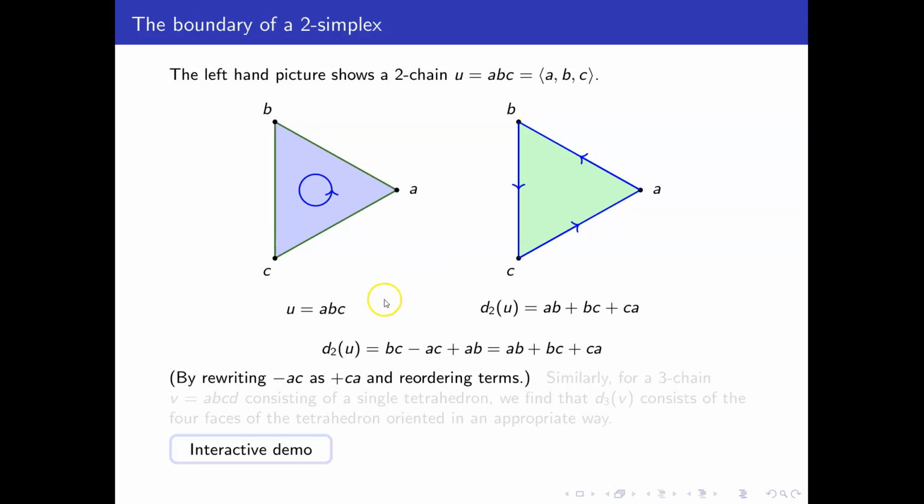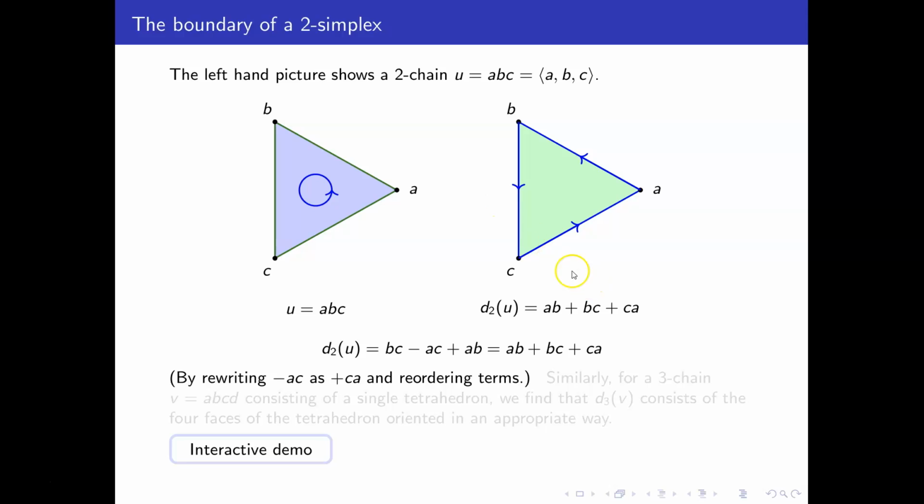We might prefer to rewrite this slightly. We've got a minus AC. We could rewrite that as plus CA, and then it's more natural to move that term to the end. So we get this AB first, then we've got this term BC, and then we've got this minus AC, which you can also write as CA.